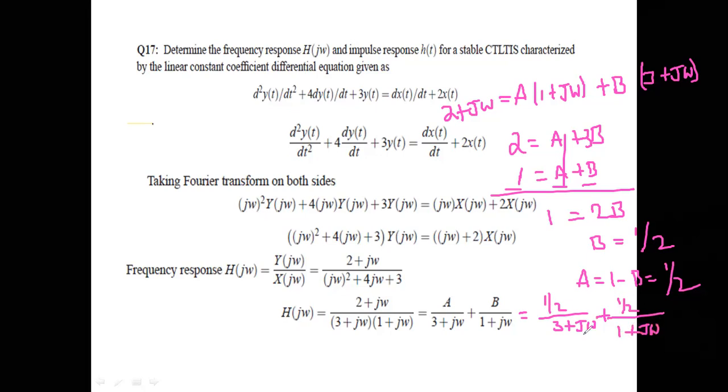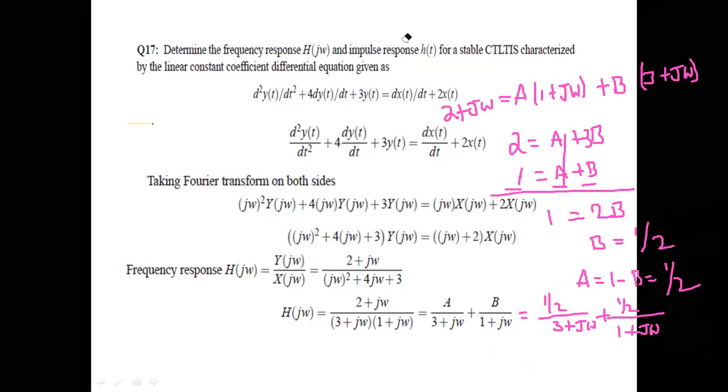Now check whether it is right or wrong: 1 by 2 plus 1 by 2 j omega, and 1 by 2 into 3, so 1 by 2 plus 3 by 2. What is 1 by 2 plus 3 by 2? It is 4 by 2, and the 2 is a constant. And 1 by 2 j omega plus 1 by 2 j omega is j omega. Okay, the values we got are right.